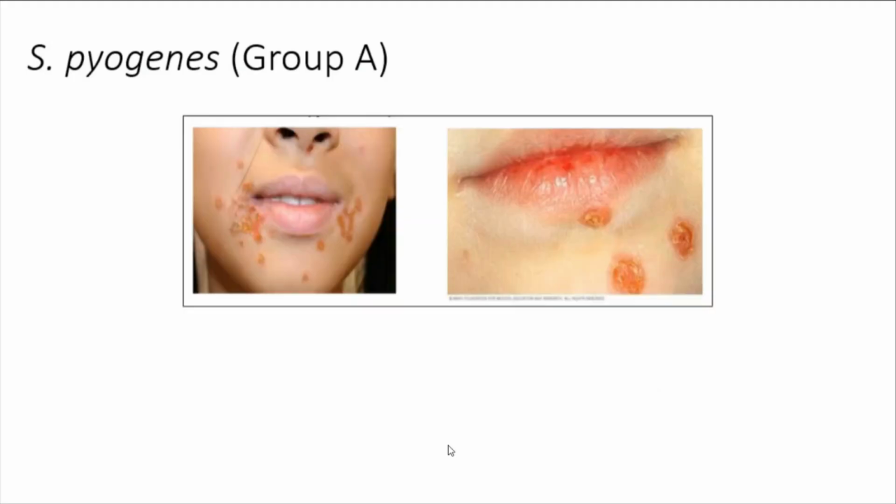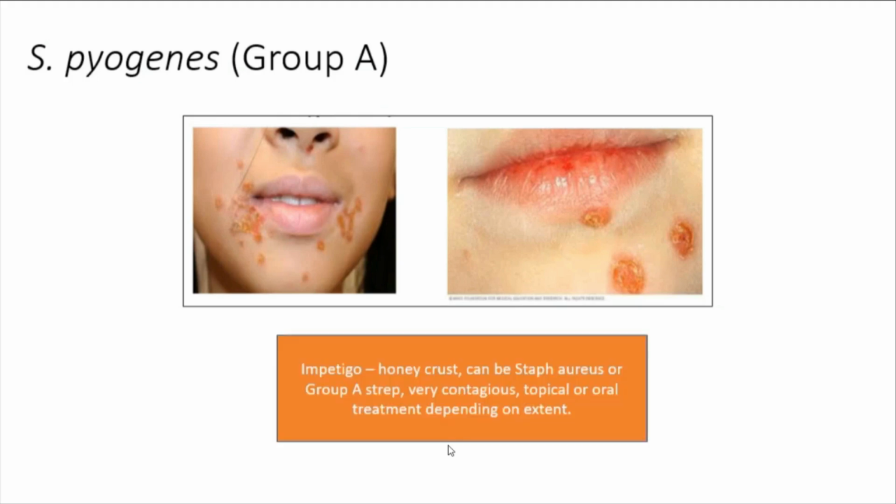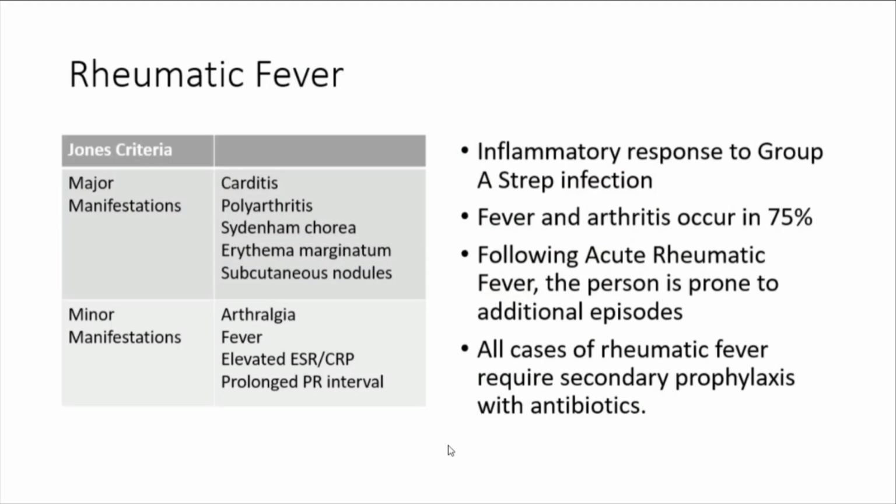What's this one? More in kids. Impetigo. Yeah. The honey crust. And it doesn't have to be strep. It can be staph, but something to be aware of.